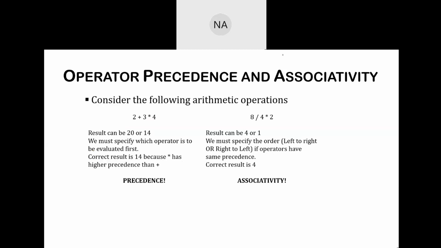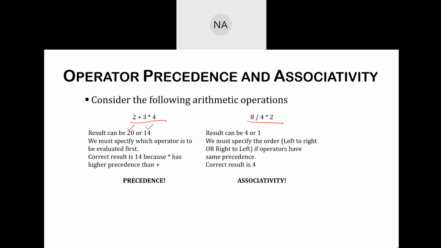Okay, so consider the following arithmetic expressions. There are two expressions, and both of these involve more than one operator. The first one is 2 plus 3 into 4. Now there are no brackets in this expression, so there is ambiguity about which operator is to be executed first. If you evaluate 2 plus 3 first, then the result will be 20, and if you evaluate 3 into 4 first, the result will be 14, right? So there is ambiguity in the execution of this expression.